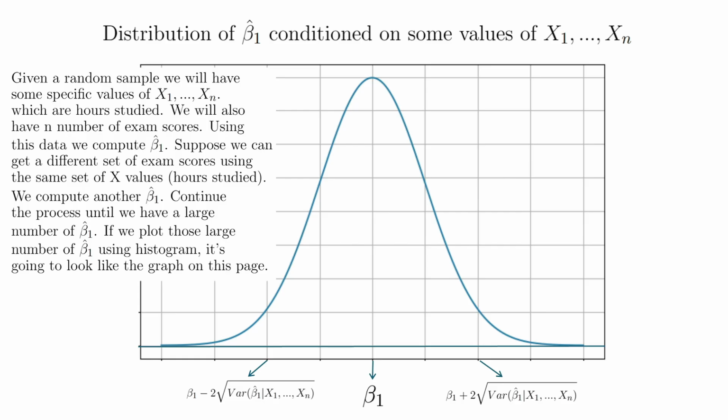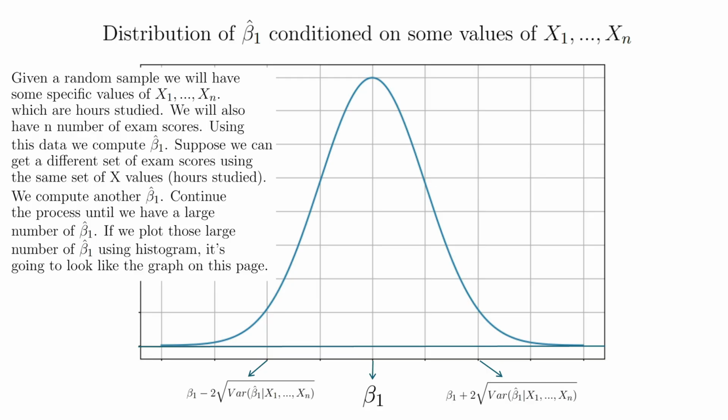Well, given a random sample, we're going to have some specific values of x1 through xn, which are hours studied in our example. We're also going to have n number of exam scores. Using this data, we compute beta 1 hat. Now, suppose we can get a different set of exam scores using the same set of x values, hours studied. We compute another beta 1 hat. Continue the process until we have a very large number of beta 1 hats. If we plot those large number of beta 1 hats using a histogram, it's going to look like the graph on this page. So that's what's going on.